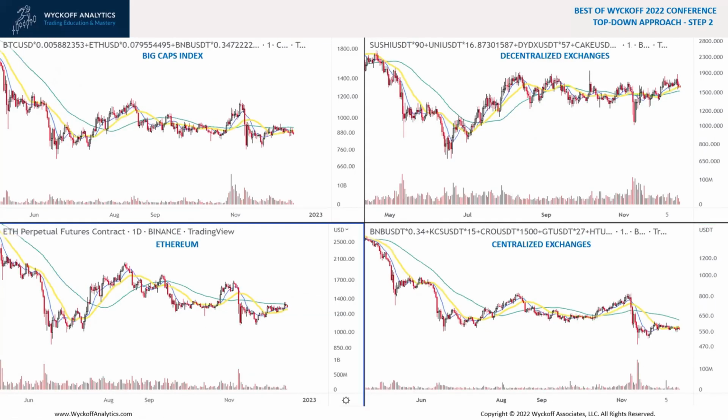But now we have seen only the first layer of our analysis. We can actually monitor specific sectors of the crypto market. And here we see three custom indexes that we have created. So we have large caps, decentralized exchanges, and centralized exchanges, and Ethereum here.